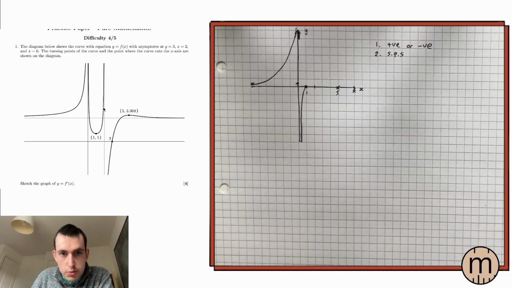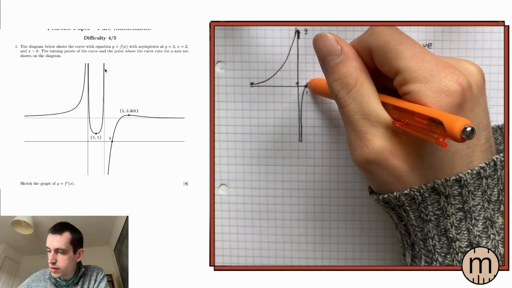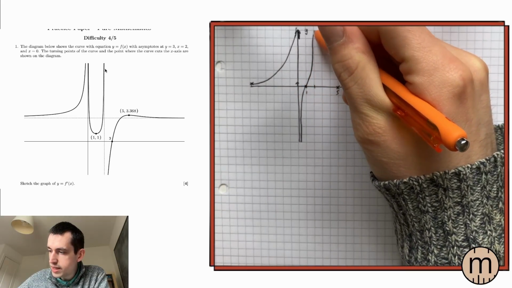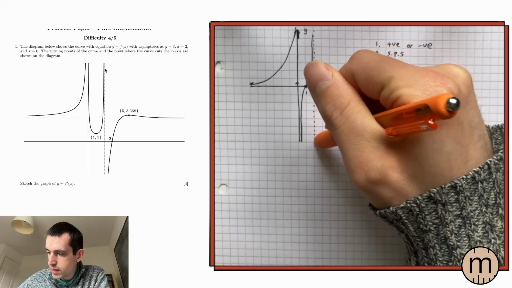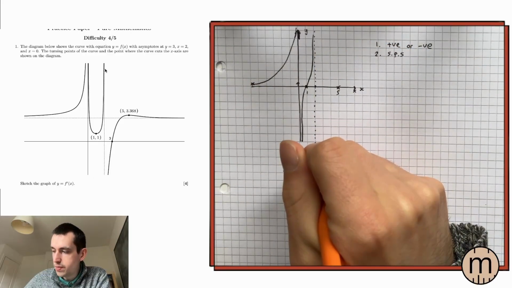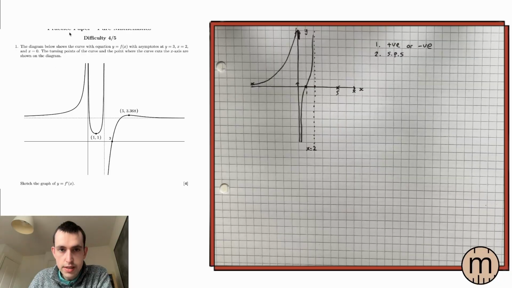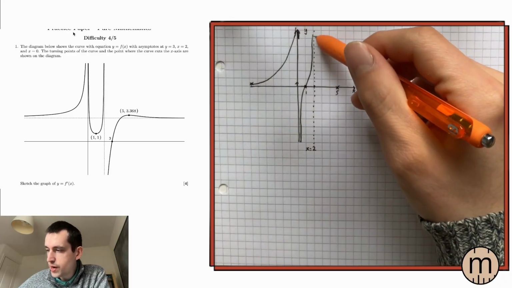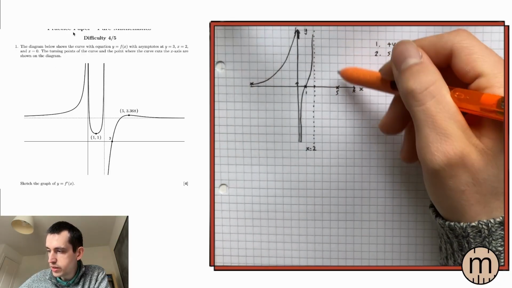What do we know? As we get closer and closer and closer to 2, that gradient gets closer and closer and closer to infinity. So we're actually going to get an asymptote at 2. What's happening next? We are increasing again until 5. So we know until 5 we're going to be in the top section.